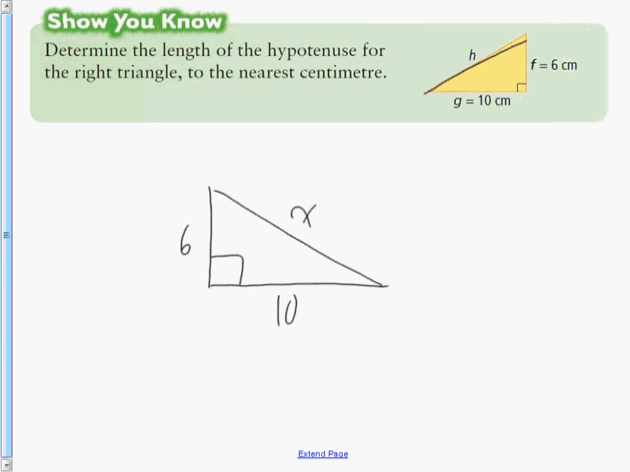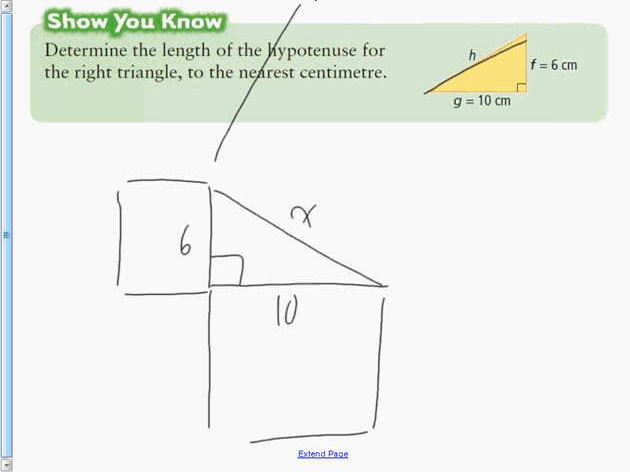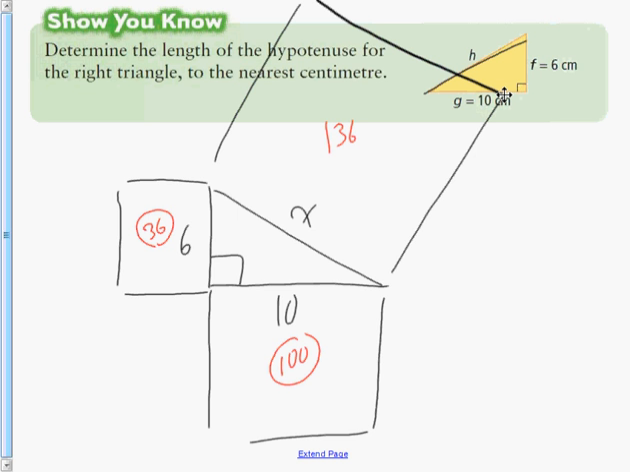The first method is to simply draw our squares onto all three sides of that right triangle. And inside all of those squares, we could write the area. So this is 36. This would be 100. And the area of this square, which is the sum of the two squares attached to the legs of a right triangle, makes the area of the unknown side length 136 centimeters squared. That's its area. Okay.